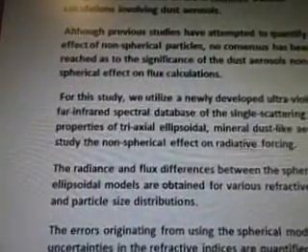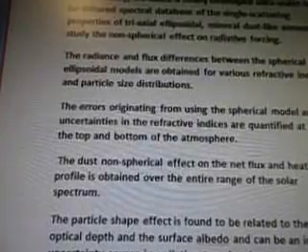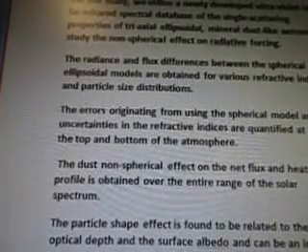For this study, we utilize a newly developed ultraviolet to far infrared spectral database of the single scattering properties of tri-axial ellipsoidal mineral dust-like aerosols to study the non-spherical effect on radiative forcing. The radiance and flux differences between the spherical and ellipsoidal models are obtained for various refractive indices and particle size distributions. The errors originating from using the spherical model and the uncertainties in the refractive indices are quantified at both the top and bottom of the atmosphere.